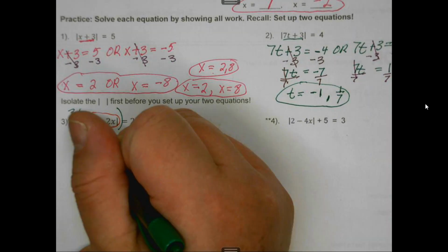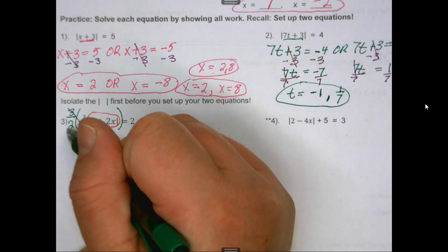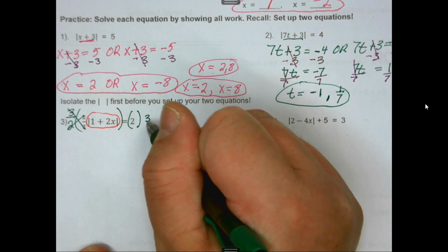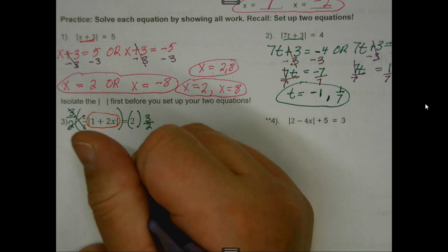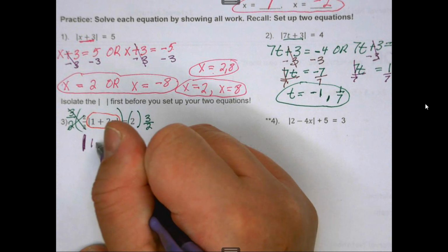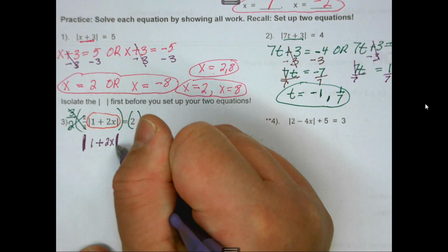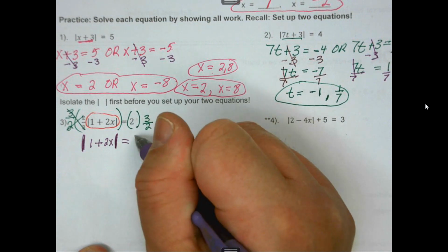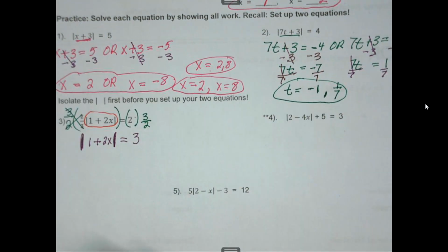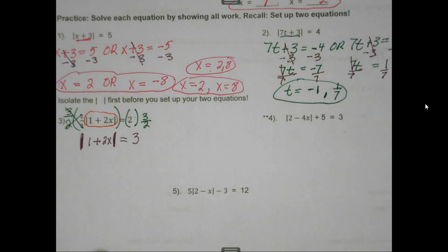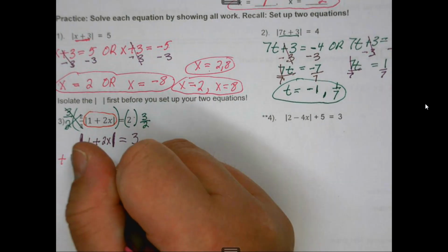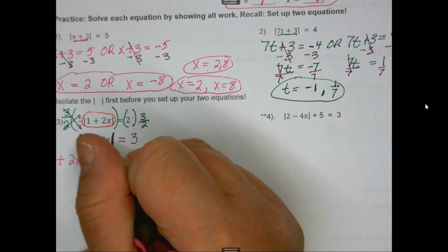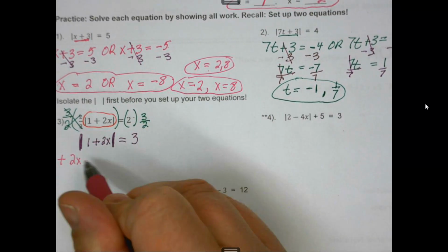So I get the absolute value of 1 plus 2x equals 3. 2 times 3/2 is 3. Now I separate what's inside, 1 plus 2x, because this is isolated. The absolute value bars are isolated. Now take the opposite of 3, or what's there, positive 3, and solve each one of those.